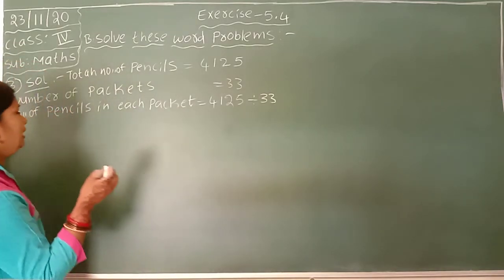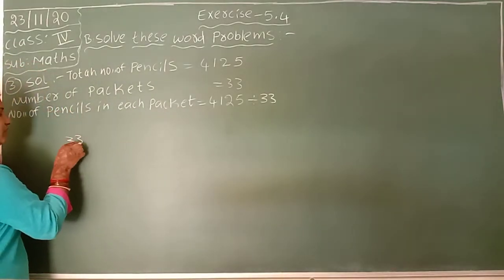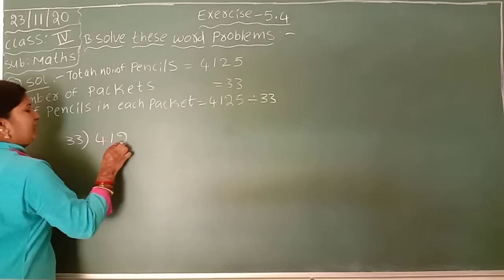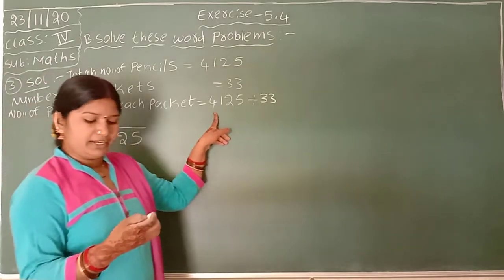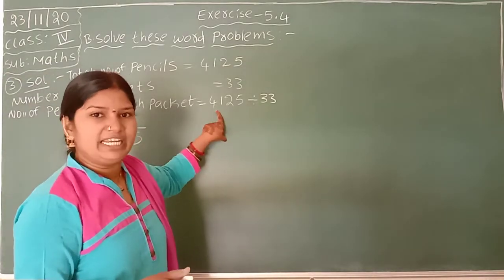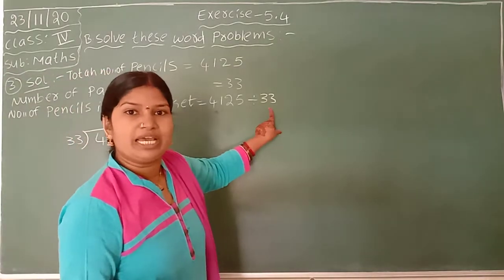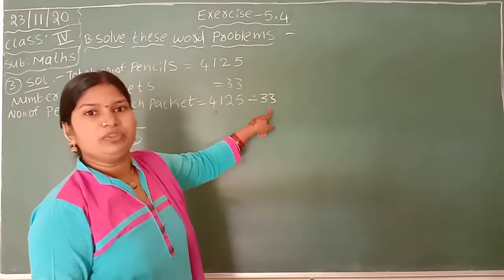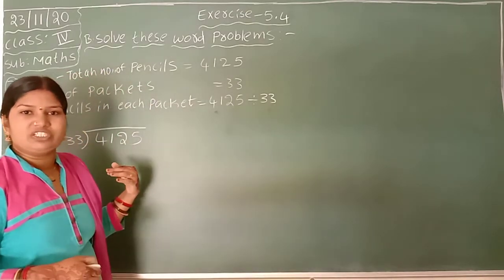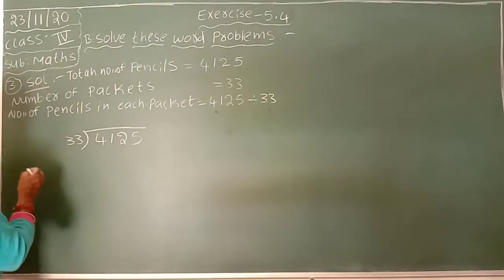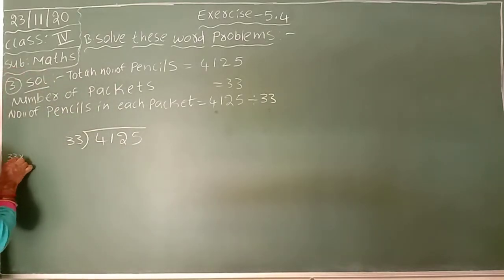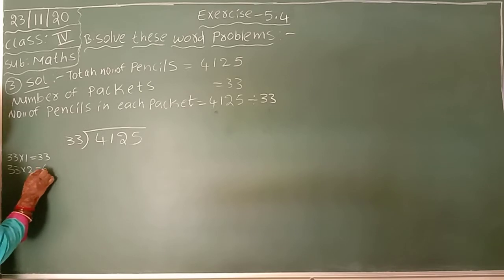First of all, arrange the given question, 33 and 4125. Here 4125 is known as the dividend. 33 is known as the divisor. Okay? Here, whichever number is the divisor, you have to write down that table. Write down the 33 table on the side. If you know the tables, you can write easily. If you are perfect in tables, divisions become easy.